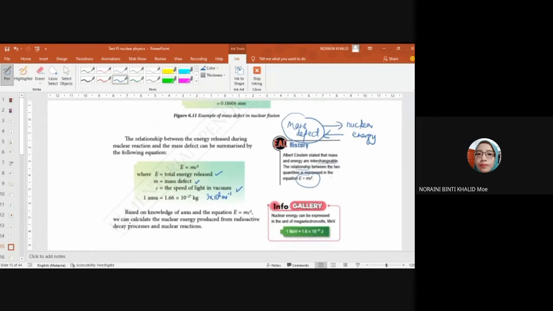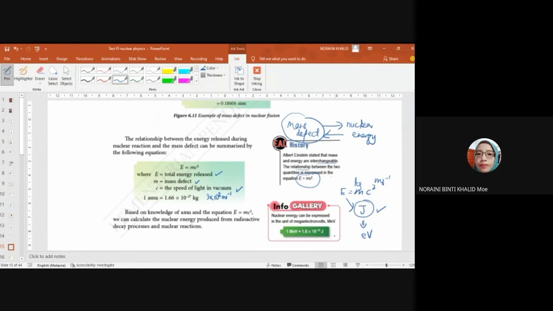So based on the knowledge of AMU and the equation E equals mc squared, we can calculate nuclear energy produced from radioactive decay process and nuclear reaction. But sometimes, if we use this formula E equals mc squared, the unit is joule. If you calculate mass in kilogram and c in meter per second, we'll get the answer in joule. But sometimes they want you to give it in eV.